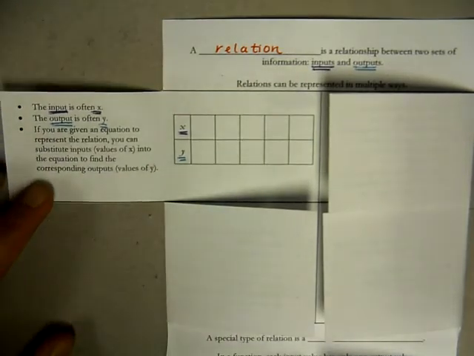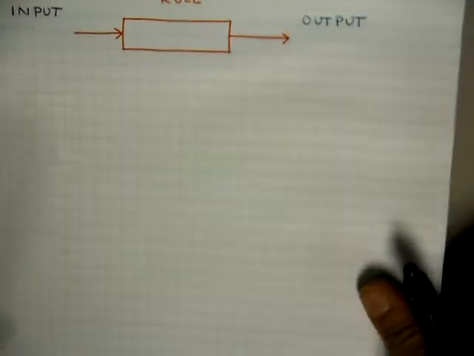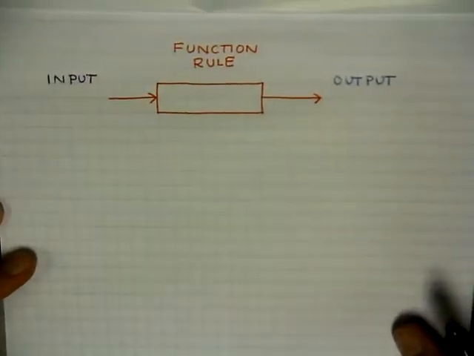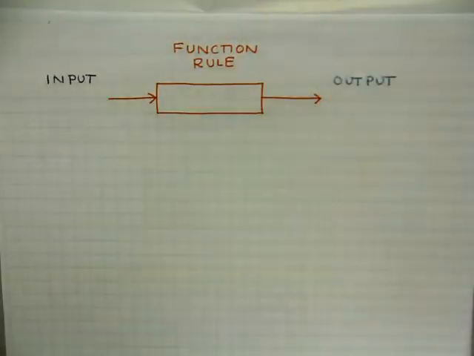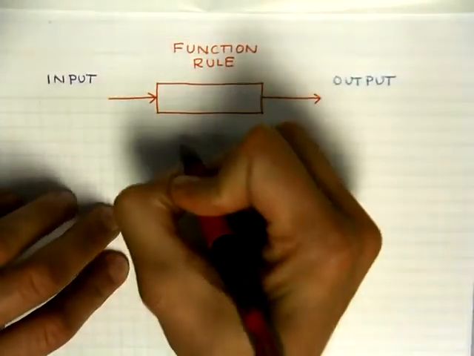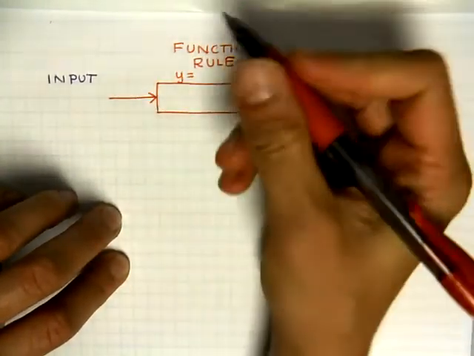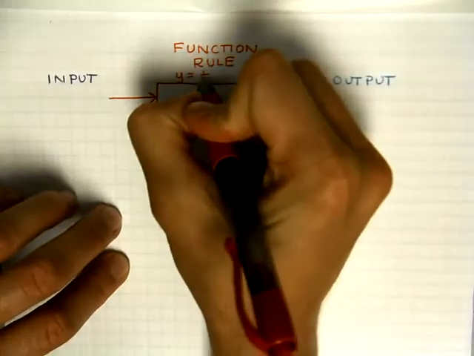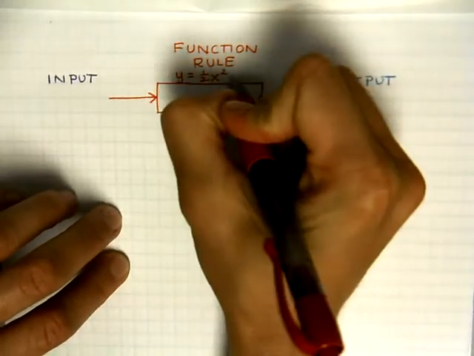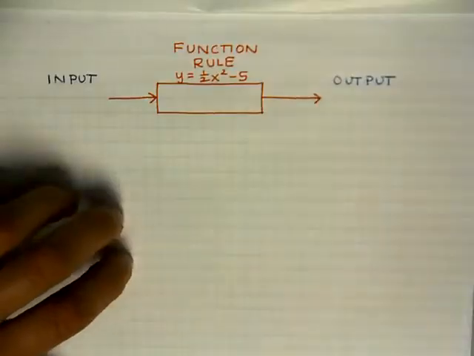So let's talk about what that looks like in order, before we dig into the table. So this is a representation of a function rule. We said equation, so often a rule can be written as an equation. So I will write that as y equals 1/2 x squared minus 5.